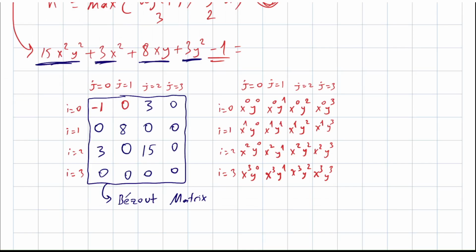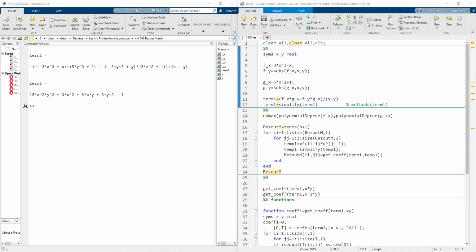Maybe we should go back to MATLAB and see how MATLAB would construct that Bézout matrix for our purposes. First, of course, you need to initiate your symbolic variables x and y, symbolic indeterminates. This is our f of x, and this is our g of x. Remember, two polynomials, f of x and g of x.